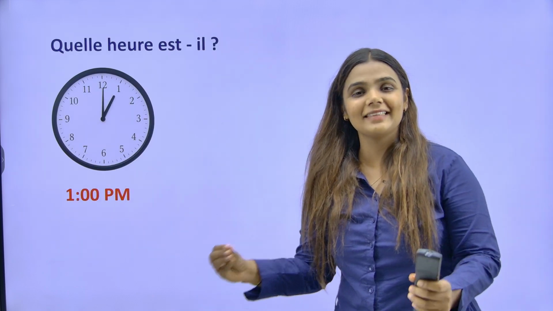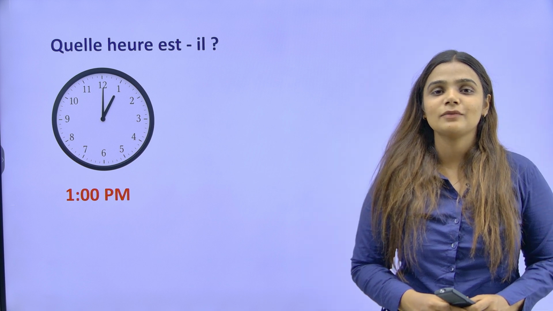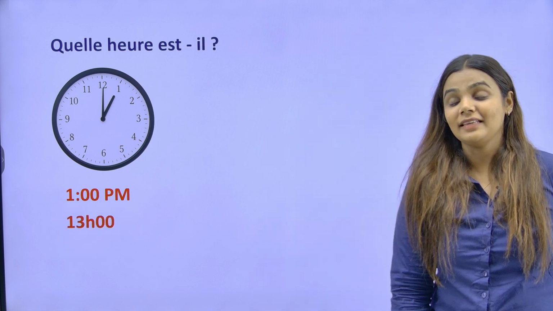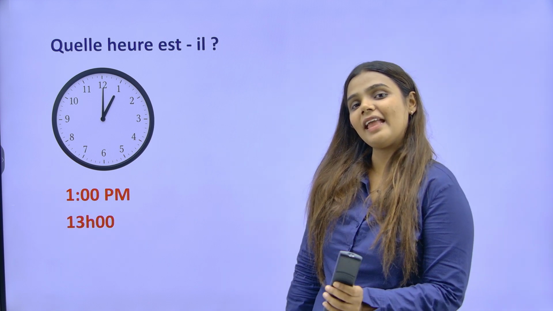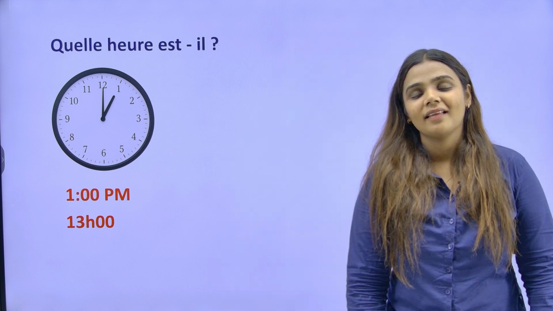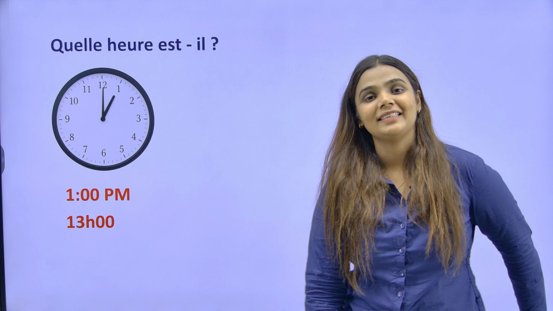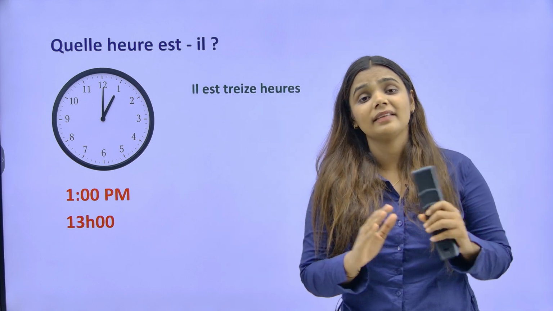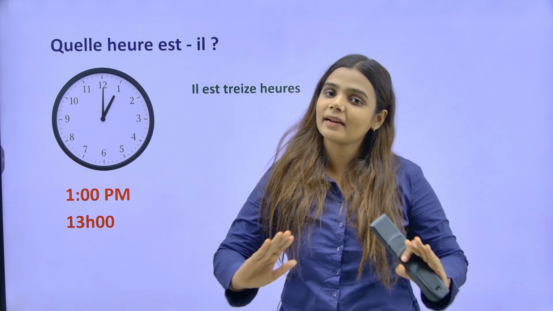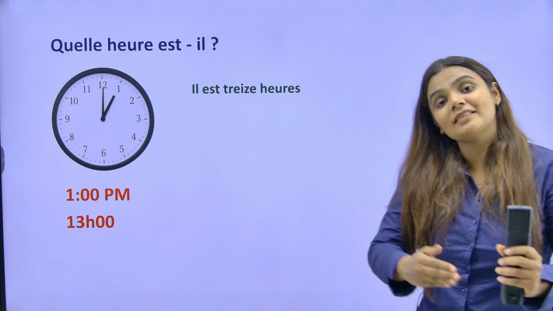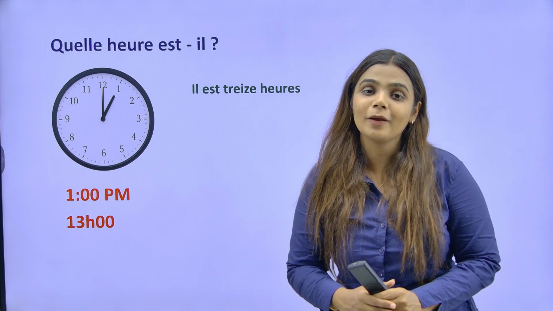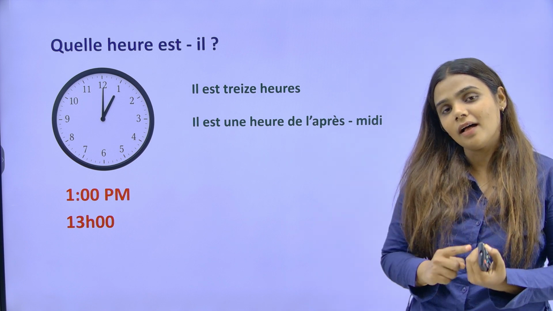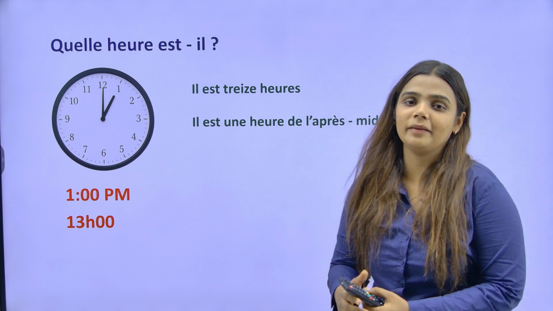Let's take one more example. Quelle heure est-il? And it is 1 p.m. How am I going to write it in digits? Yes, I will write it as 13H00. How am I going to say this in French? Yes, I will say il est 13h. I don't need to say il est 13h0. No, il est 13h. If I have to say the same thing in the 12-hour clock, how am I going to say it? Yes, it is il est 1h de l'après-midi.